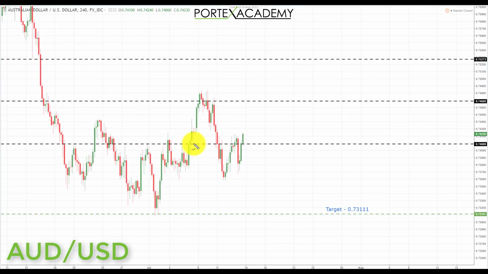Now last week we started the week above the 0.74089 in this area, and we were looking for further advances to the upside to the 0.74688, and you can see we did have a move right into the target set to the upside from last week, and we actually bounced from this point in the Aussie dollar before breaking back down below the 0.74089 as well.